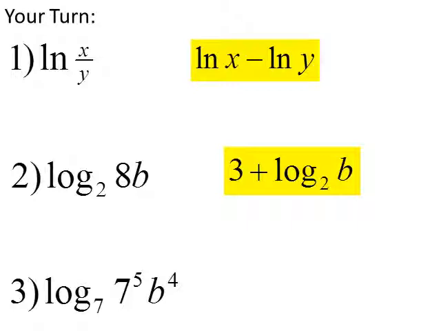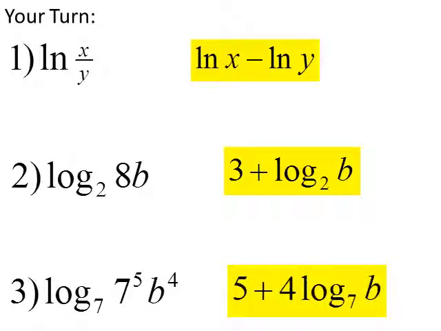Now number 3, that's going to be 5 plus 4 log base 7 of b. That's because when you do log base 7 of 7 to the 5th power plus log base 7 of b to the 4th power, and use the power property, you get 5 times log base 7 of 7. But log base 7 of 7, the base matches the argument, so the answer is 1. So that's 5 times 1, which is 5. And then the 4 from the exponent moves out from the b to the front of the log.